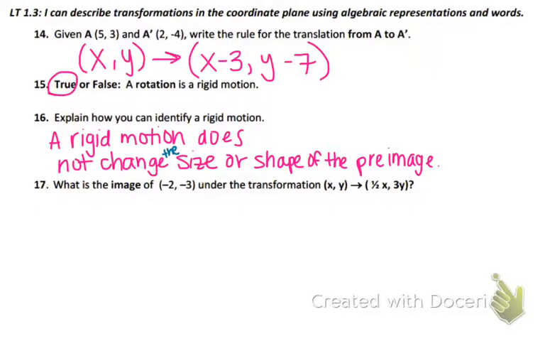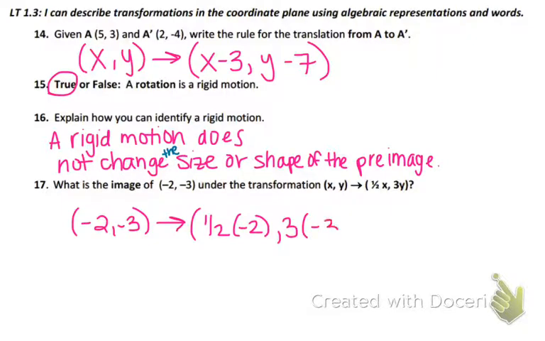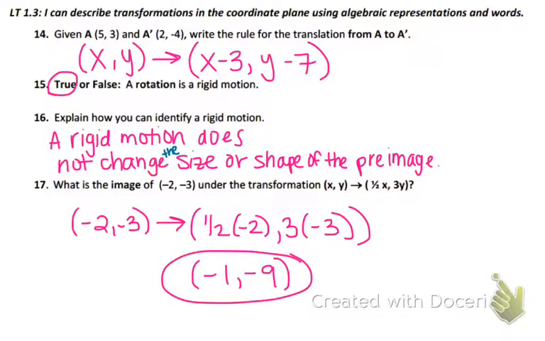Alright, so what is the image of (-2, -3) under the transformation (x, y) to (1/2 x, 3y)? So I'm going to take (-2, -3), and then just work through the transformation. So it's 1/2 times -2, and then 3 times your y, which was -3. So 1/2 of -2 is -1, 3 times -3 is -9. So there's the image.